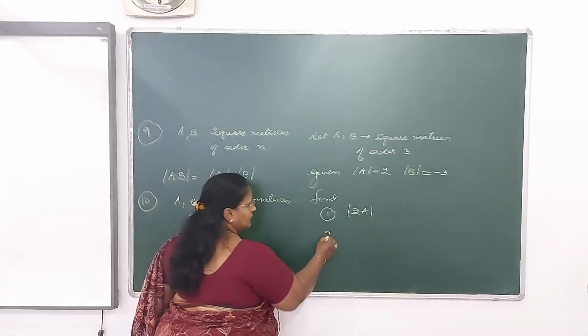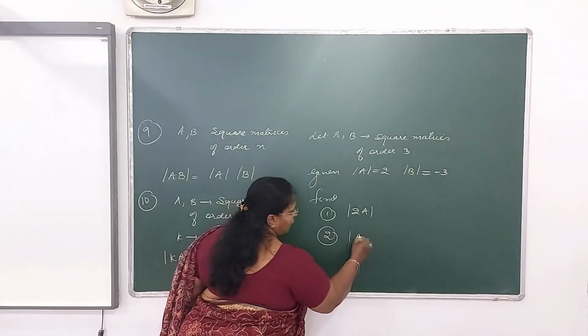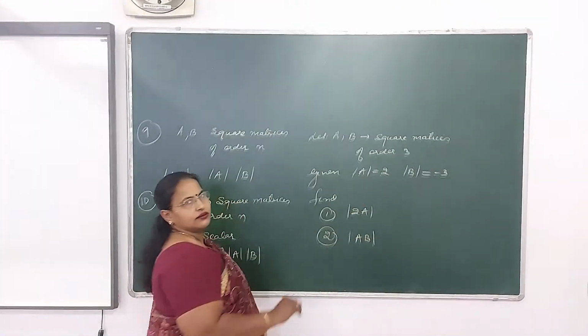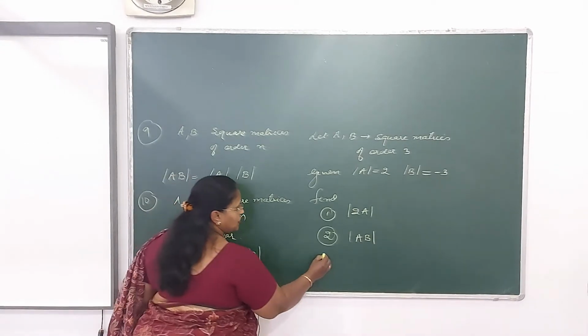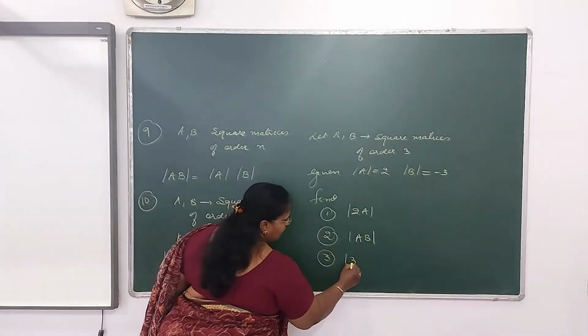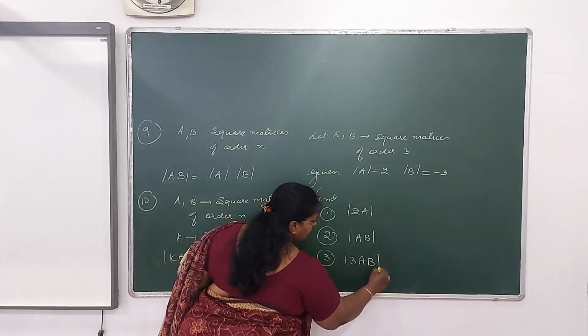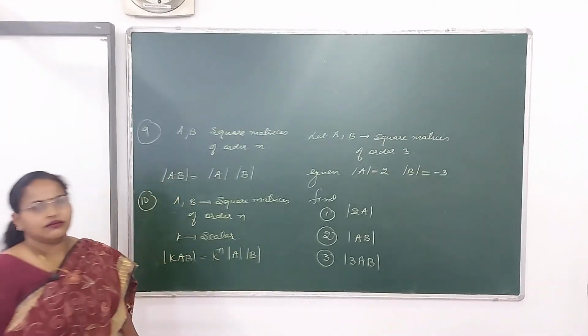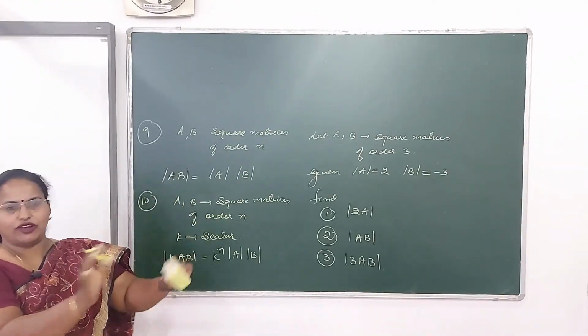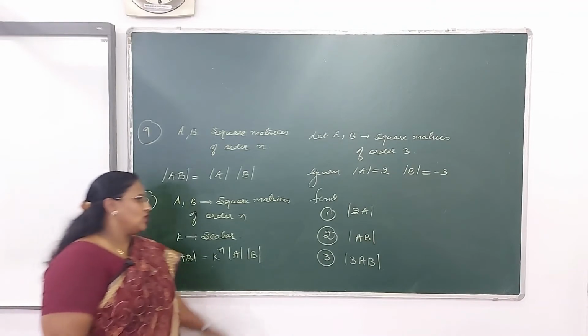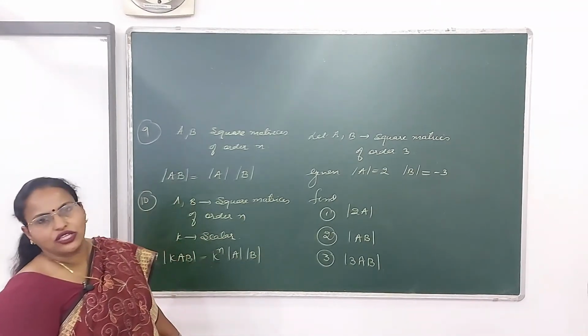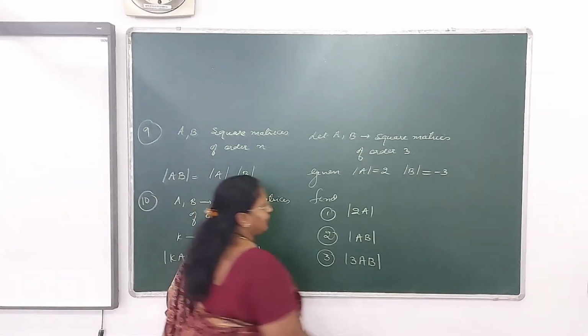Second question, determinant of AB. Third question, determinant of 3 times AB. All the 3 are formula based. So the very first one, it's based on the 8th formula, so they can do it.